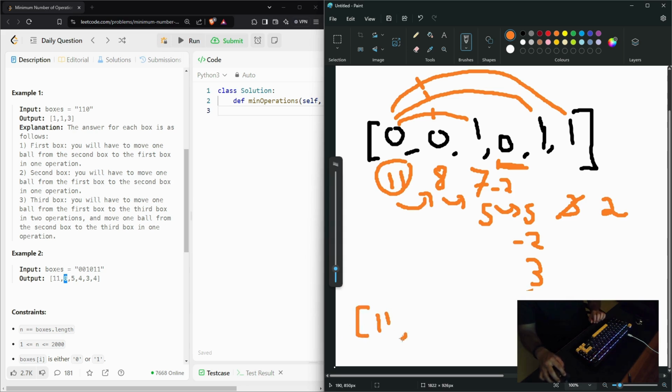We have 11, 8. This is all the pull we need to do from the right hand side. 7 minus 2, we had a 5. And 5 minus 2, we had a 3 up till this index. Then again at this index we are at 3, we encountered a 1, so 3 minus 1 becomes 2, and the effective ball count now becomes 1. Now we have to calculate the difference. 2 minus 1 becomes 1.